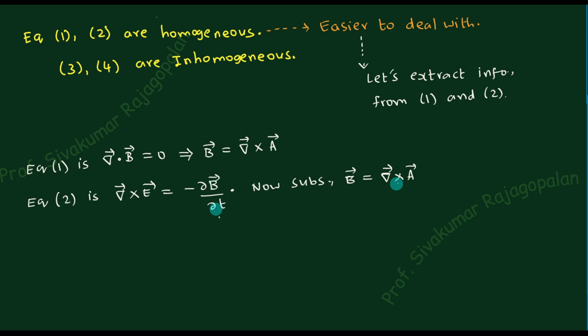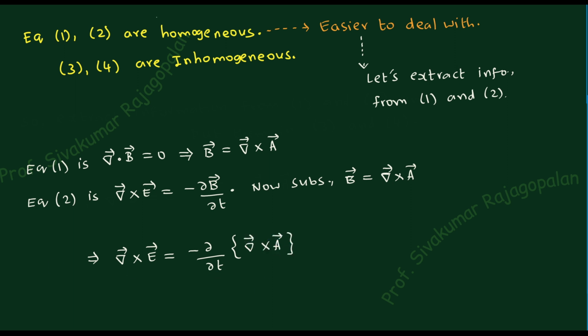Now how do you transfer? It means there is a dou B by dou T. So in place of this magnetic field, you put the del cross A, and that's what I'm going to substitute. Let me substitute and see what is happening. I'll be getting curl of E equal to minus dou by dou T of curl of A vector.